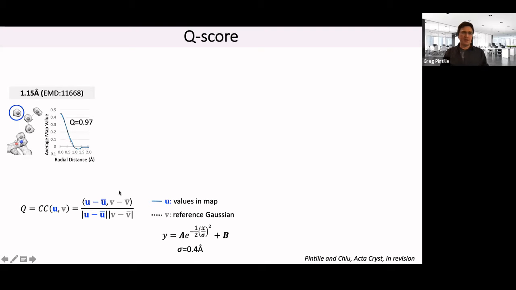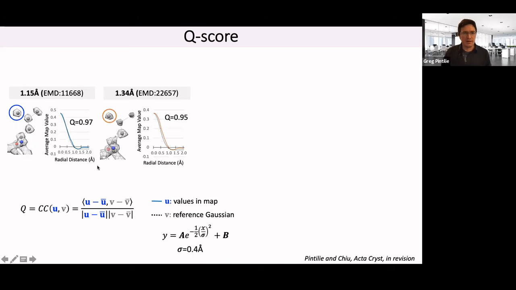So if we take the values around the atom in this map and correlate them to a reference Gaussian, in this map we get a Q-score of 0.97. Because this is a normalized cross correlation, the highest value you can get is 1. So we get pretty close to the highest value in this map.